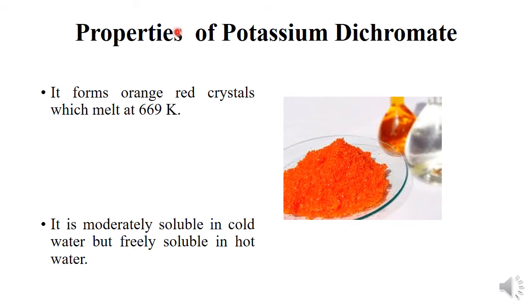So now next is the properties of potassium dichromate. The first property is its color and its melting point. It forms orange red crystals which melt at 669 Kelvin. That is, potassium dichromate is orange red in color like this and its melting point is 669 Kelvin.